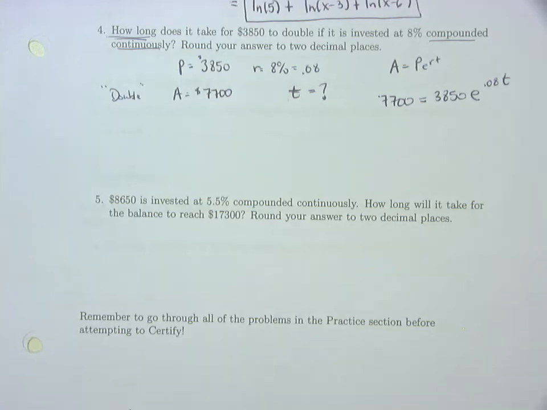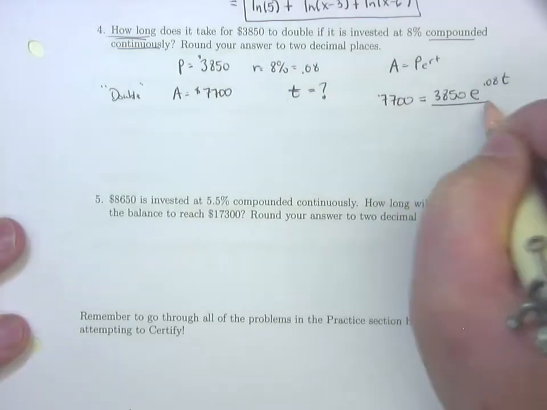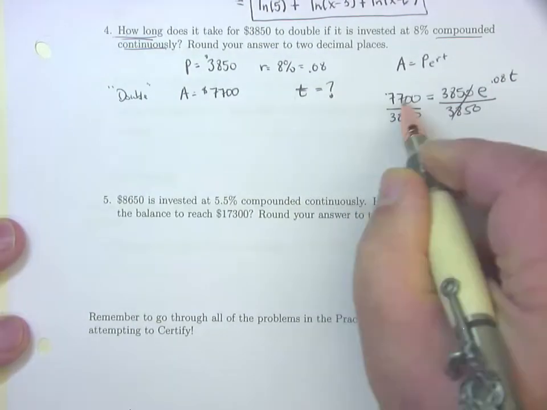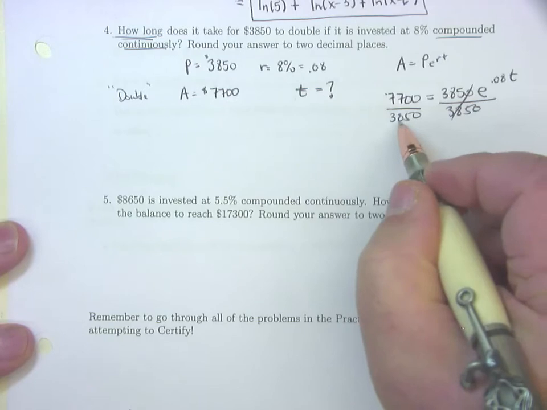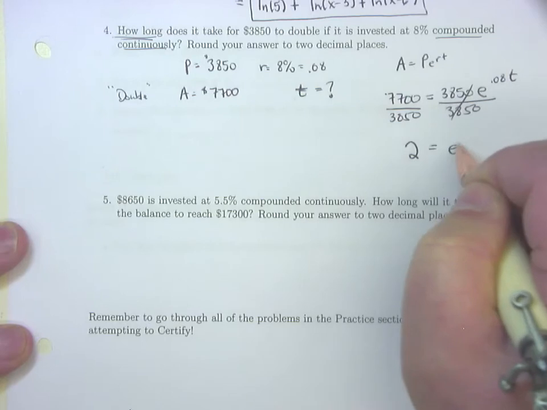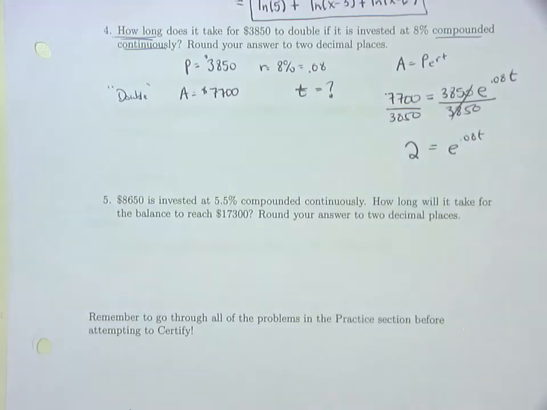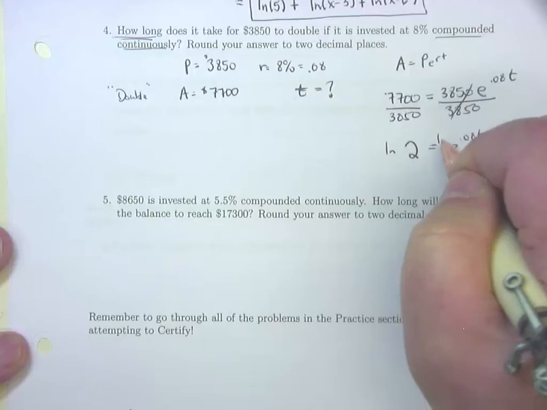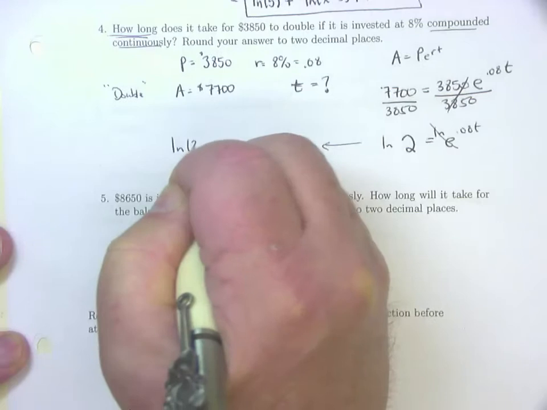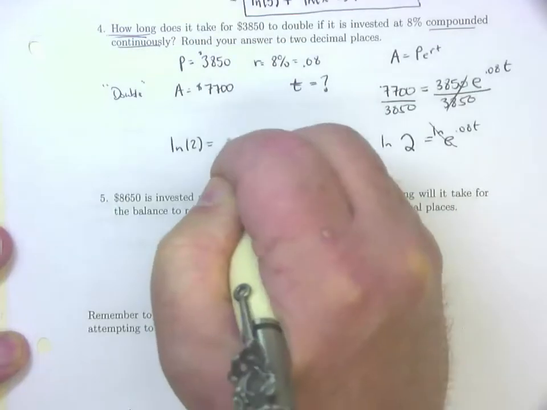So what is my first move in terms of algebra to solve for that t? Got to divide by 3,850 on both sides. What I did to one side, I did to the other. This cancels. 7,700 divided by 3,850 is 2. Actually, you doubled it. Equals e to the 0.08t. Now you've got the e by itself. What kills off e's and brings down exponents at the same time? Take the natural log of both sides. The natural log and e cancel. This will be the natural log of 2 is equal to, the exponent pops out front, 0.08t.